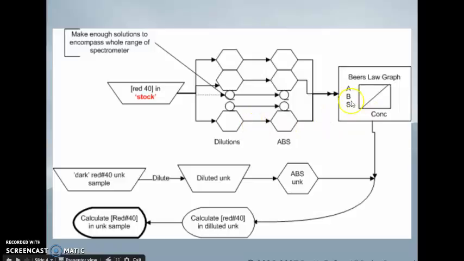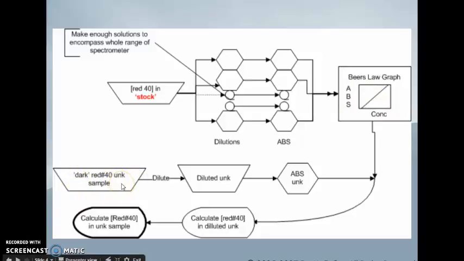And each one of those will give us one point along what is referred to as a Beer's law graph. This is Beer's law, and it's measuring absorbance versus our diluted concentration. So we'll be able to get our graph, and we'll get our equation relating absorbance to concentration.